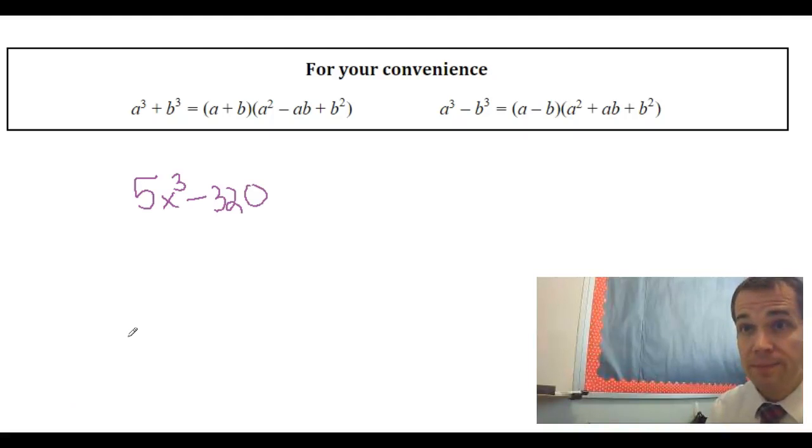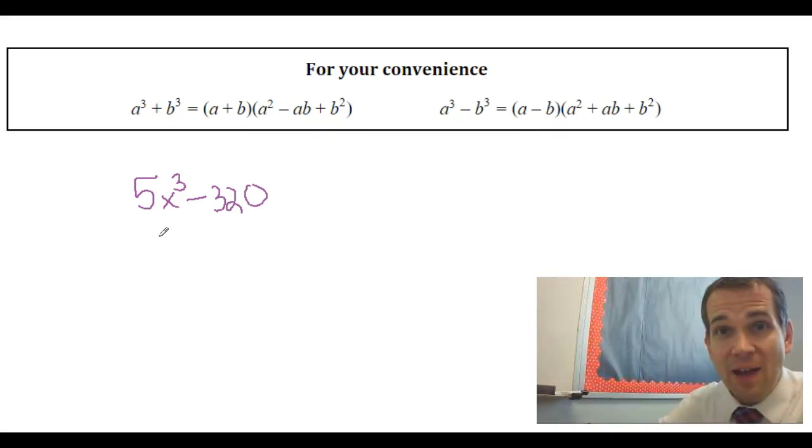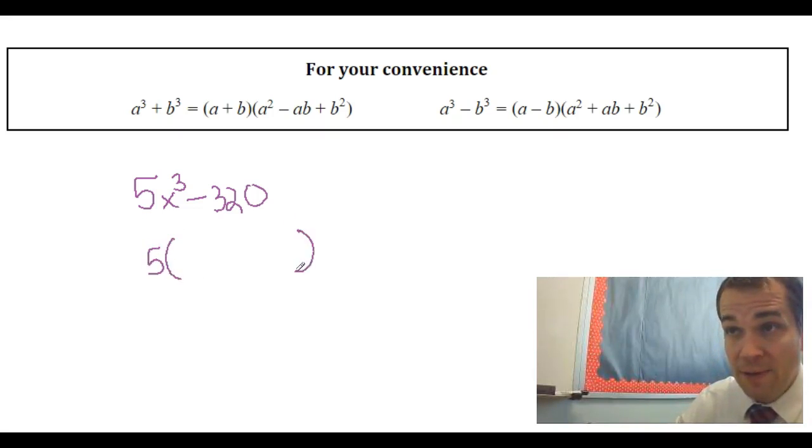These numbers are pretty big, but I can see it starts with an x cubed, so I'm probably using one of these formulas. And I can't think of any number that multiplies by itself 3 times to make 5, so there's got to be a common factor here. Not to mention, if this ends in 0, I know 5 goes into it. So I'm definitely going to kick this problem off by factoring out a common factor of 5.